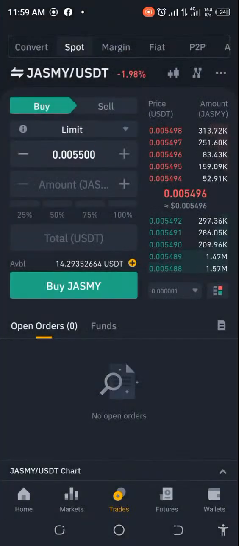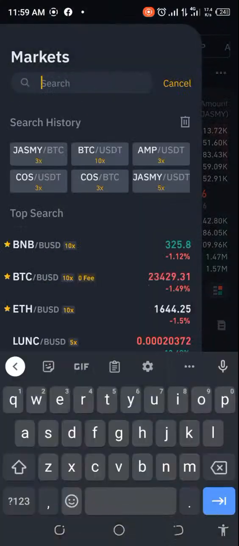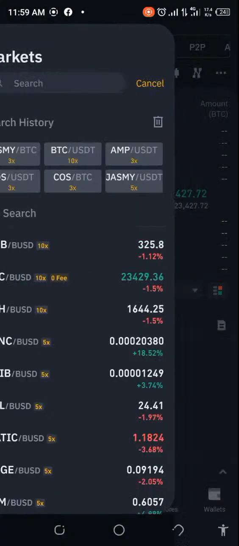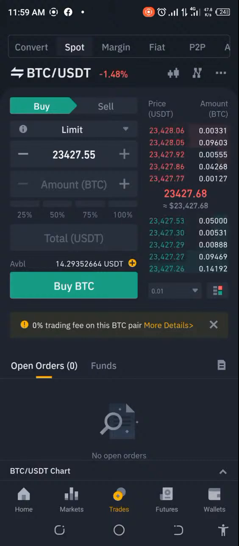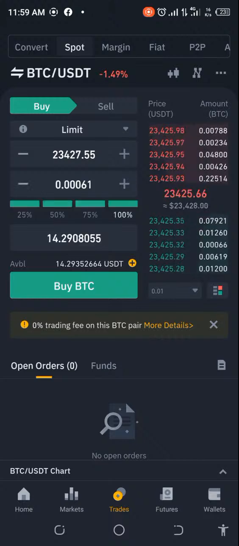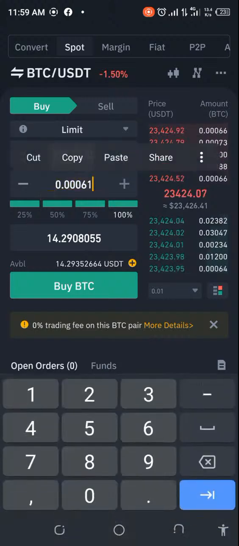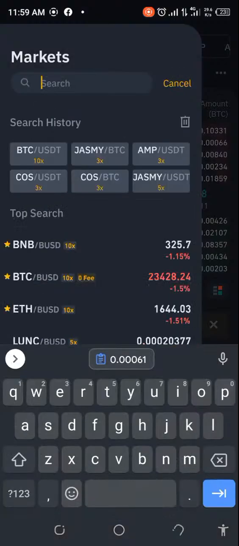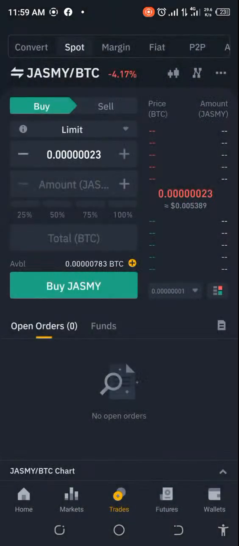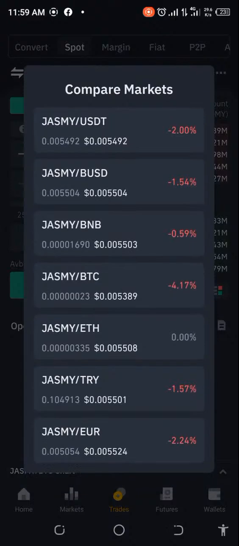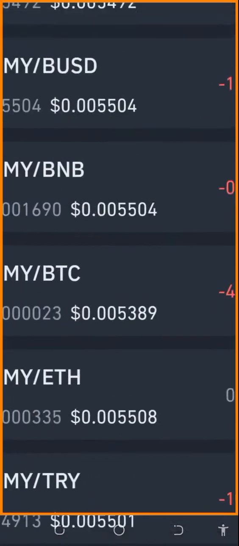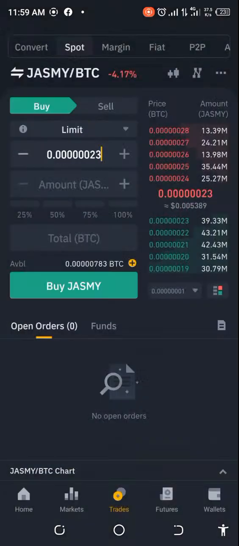So first of all, I'll have to buy BTC. It's important that we simulate first, because that's going to help us know what we're doing. Let's do 100%, and then let's see, what we have is 0.0061. I'm going to copy that and go back to Jasmine BTC. Let's check again before we go ahead, just to be sure that everything is still intact. Nothing has changed.